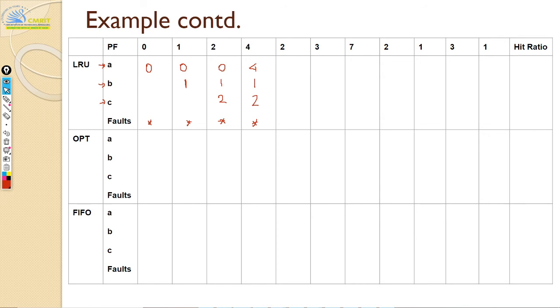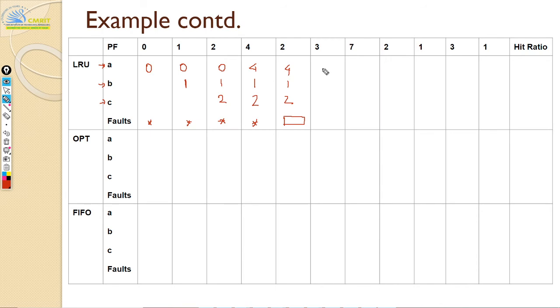Hey Sugyan, you want to try the next one? Yeah, it's a hit. So it will remain as 4, 1, 2. So you don't have a page fault here. What should we put here? We'll put a tick mark. No, that's a bad idea. We just leave it as it is. All right, great. I will put one empty box here. You want to try the next one? Yeah, let's try the next one also.